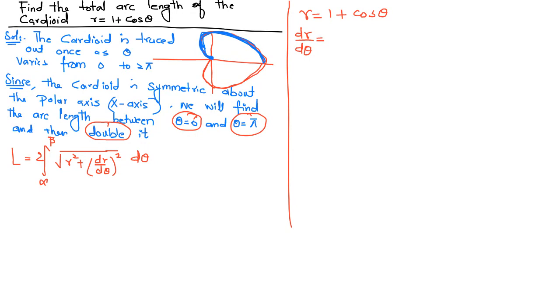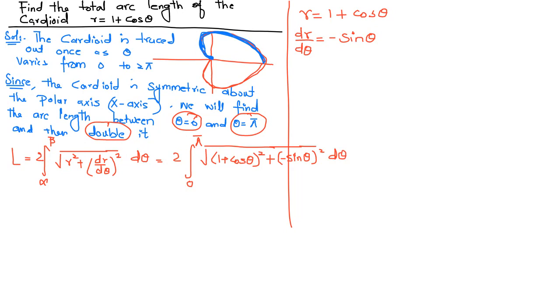Minus sine of theta. So that is minus sine of theta. When you put these two values in the formula, what will you get? 2 times the integral, alpha is 0, beta is pi, square root of r, which is 1 plus cosine of theta, whole square, plus dr by d theta, which is minus sine of theta, whole square, d theta.